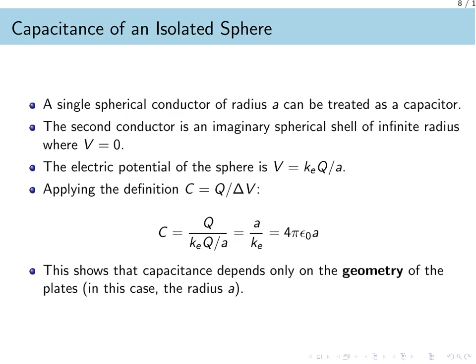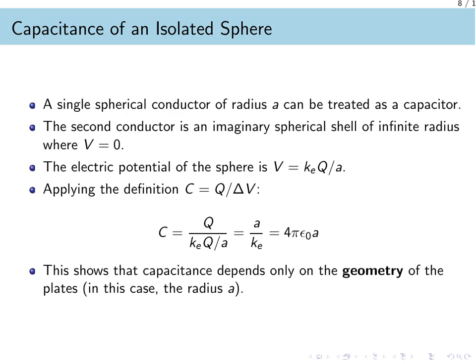Interestingly, even a single conductor can have capacitance. Consider an isolated spherical conductor with a radius denoted as a. We can treat this as a capacitor by imagining the second conductor to be a hollow spherical shell located at an infinite distance away, where the electric potential, V, is zero. The electric potential at the surface of the sphere is given by k sub e times Q divided by a.